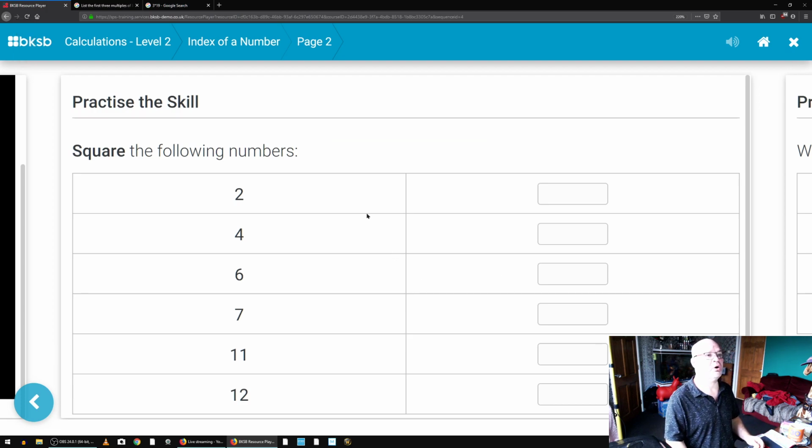Practice the skill. Square the following numbers. 2 by 2 is 4. 4 times 4 is 16. 36. See, I'm going to get a bit stuck here now because my times table is 35. 49.